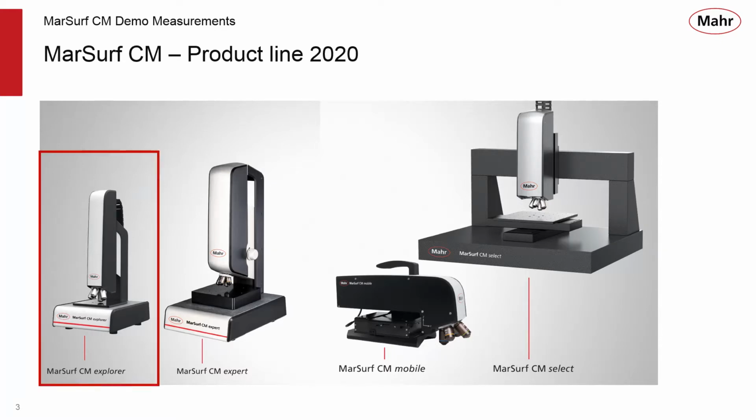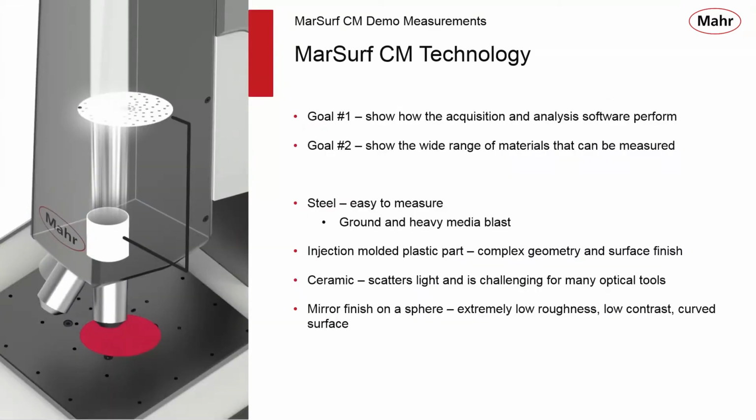Today, we're going to be working with the MarSurf CM Explorer. This is our compact desktop tool. It has 50mm by 50mm XY axes and 75mm worth of travel in the Z range. So we're going to be doing some demo measurements with that tool today. The goals that I have for today's demo measurements, there's two of them. The first is to show you how the acquisition and analysis software function, how they perform. The second goal is to show you the breadth and variety of material types and material conditions that we can easily measure with this tool.